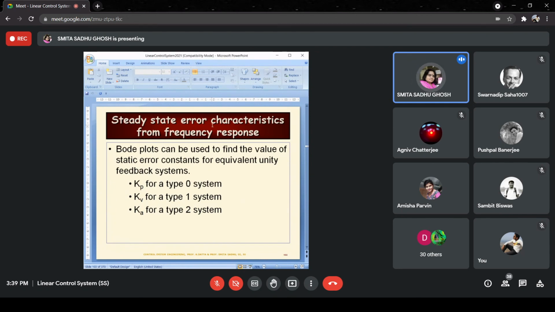Steady state error from the frequency response, meaning the Bode plot, is what we had over here. So Kp, Kv, and Ka can be found for specific system types: Kp for a type 0, Kv for a type 1, and Ka for a type 2 system by using the Bode plot. I will not go into this portion here, and we will go into the next module directly.